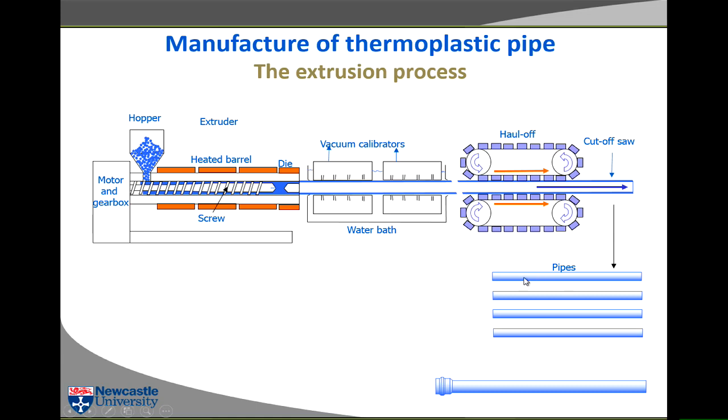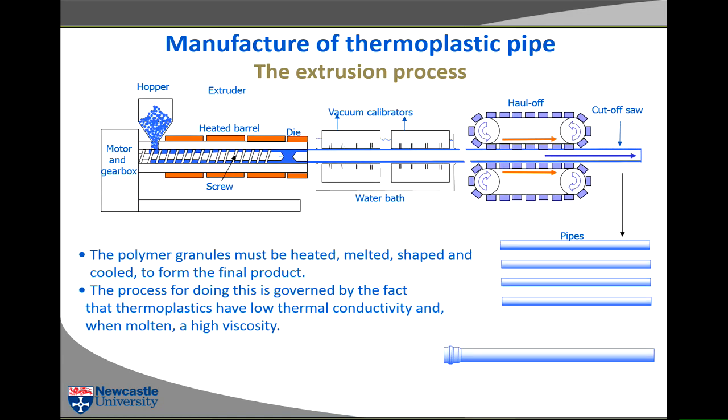And actually, after you've cut the pipe into lengths, sometimes you heat up one end and you do a forming operation, because sometimes you need a pipe with a socket in so you can join it to other pipes. But I'll talk about joining pipes in a minute. So that's the process, that's the extrusion process. I'd like you to be able to describe that.